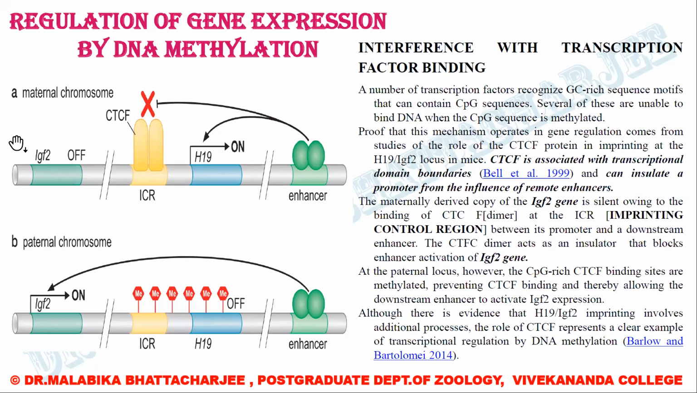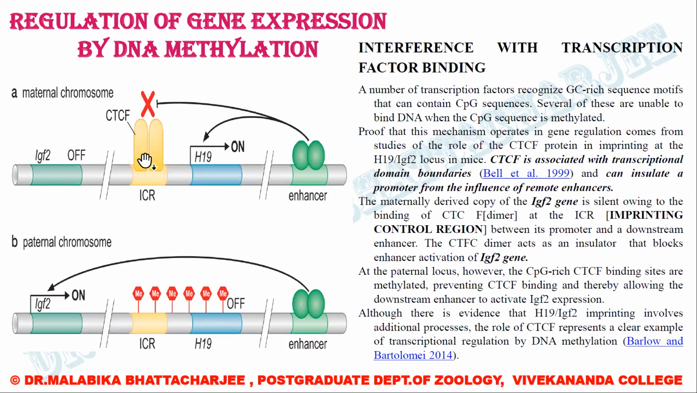Now let us look at what happens in the female body. In the female body, there are two genes, IGF2 and H19, and there is an ICR element. This is the imprinting control region. And in this imprinting control region, we can see that CTCF is a molecule.